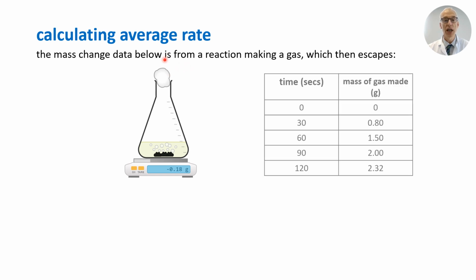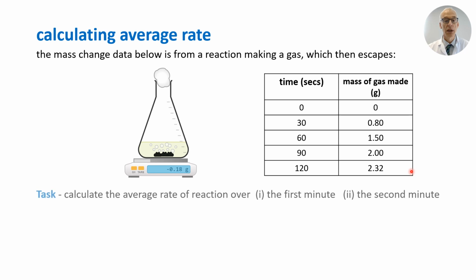So we achieve data such as this. Every 30 seconds, we take the mass loss and turn that into a mass of gas made in grams. Calculate the average rate of reaction over the first minute. Okay, so that's 0 to 60, and over the second minute, 60 to 120 seconds. Pause, calculate those two average rates of reaction, come back to check and correct when you are ready.